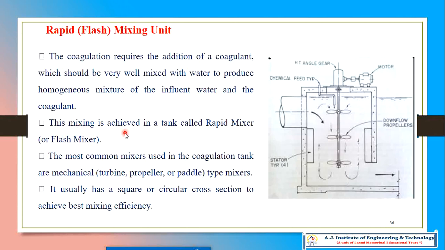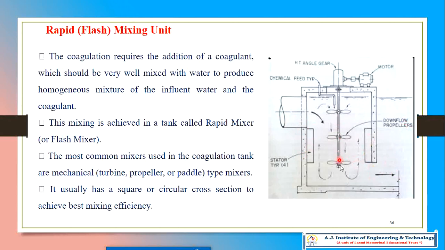The mixing is achieved in the tank called rapid mixer or flash mixer. Most of the common mixers used in the coagulation tank are mechanical. Yes, obviously we are using mechanical, turbine or propeller type mixing. It usually has a square or circular shape, depending upon the criteria involved. Here, see, this is the chemical feed. You can see the chemical feed tank here, and this is the angle gear, and this is the inlet, and this is the outlet going to flocculation.